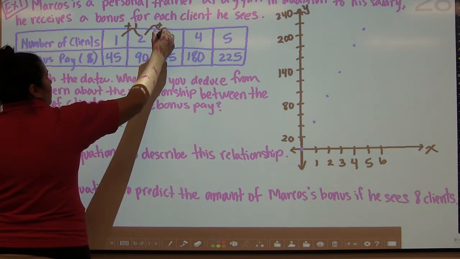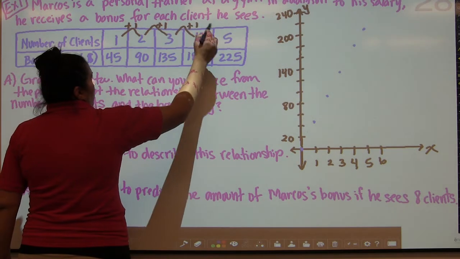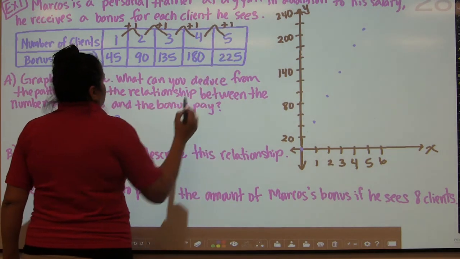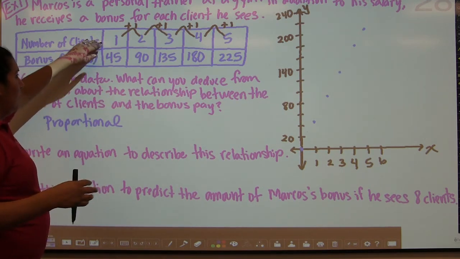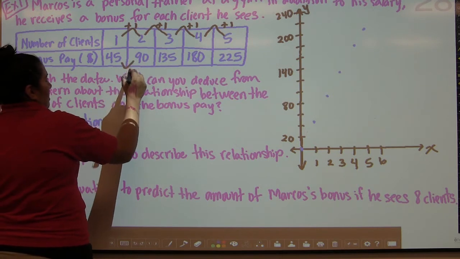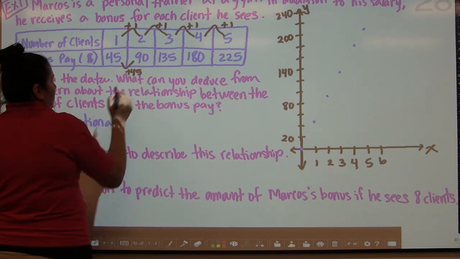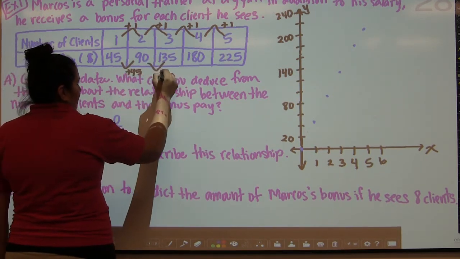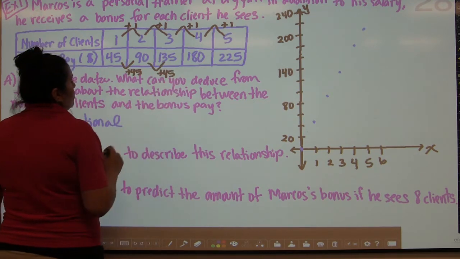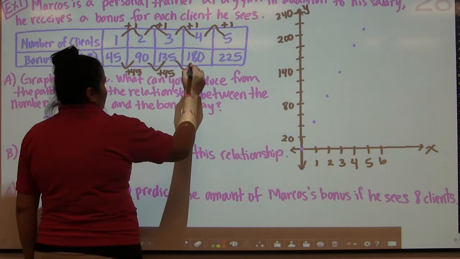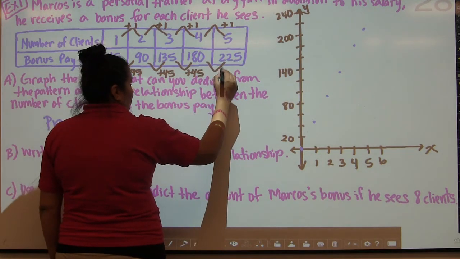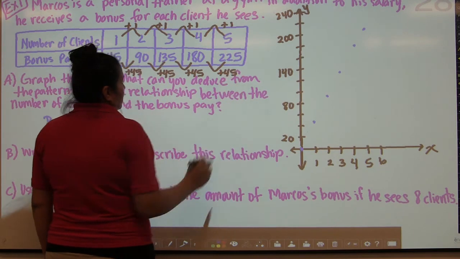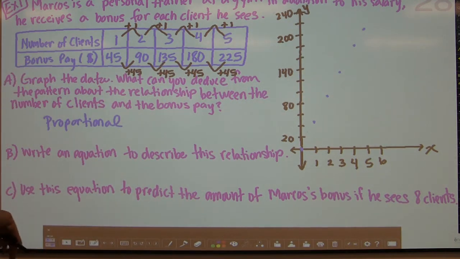2 plus 1 is 3. 3 plus 1 is 4. And 4 plus 1 is also 5. So basically on the x-axis, we're adding 1 every single time. And then for the y's, if I add 45 to 45, I get 90. And if I add 45 to 90, I get 135, and if I add 45 to 135, I get 180, and of course if I add 45 to 180, I get 225. So on the y-axis, I am basically adding 45 every single time.